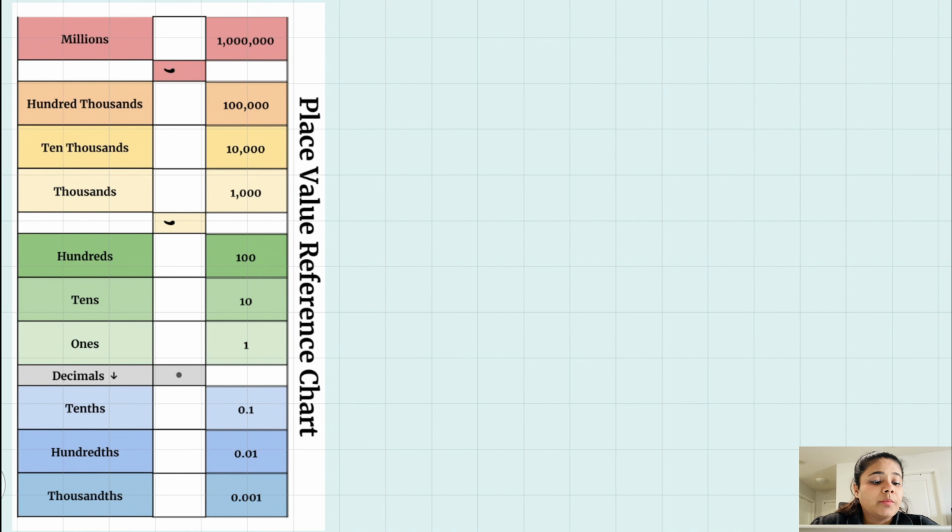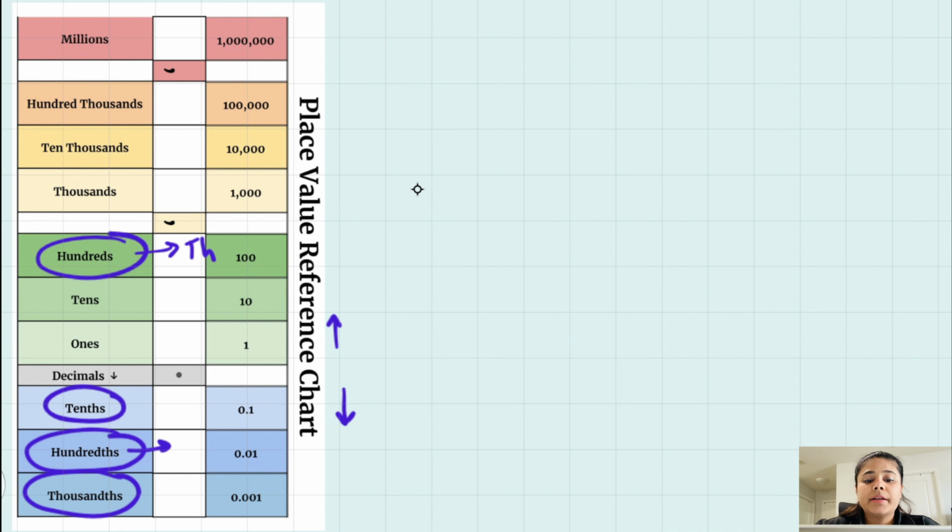In this chart you can see that before the decimal we have the usual ones, tens, hundreds, and after the decimal we start with tenths, hundredths, thousandths. It is very important that you understand and you read it properly and your spellings are right.